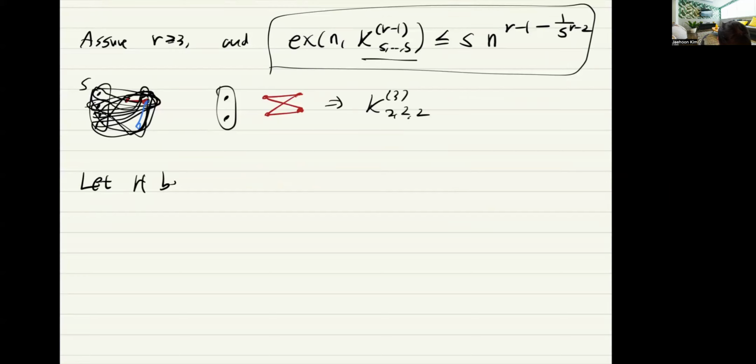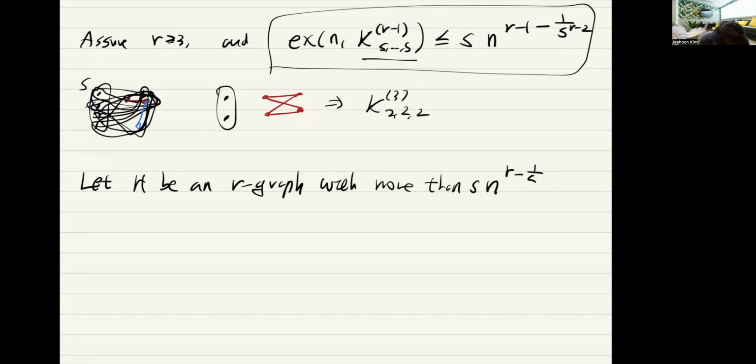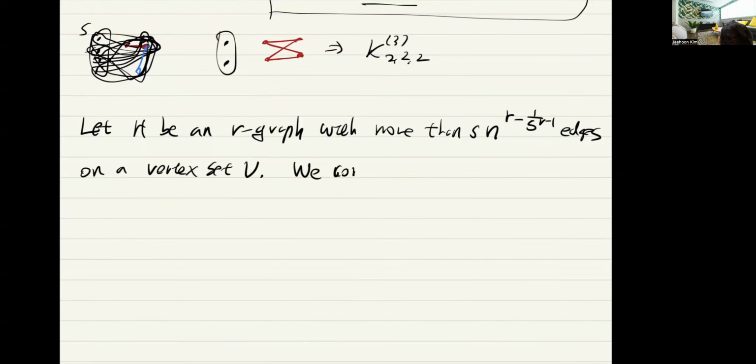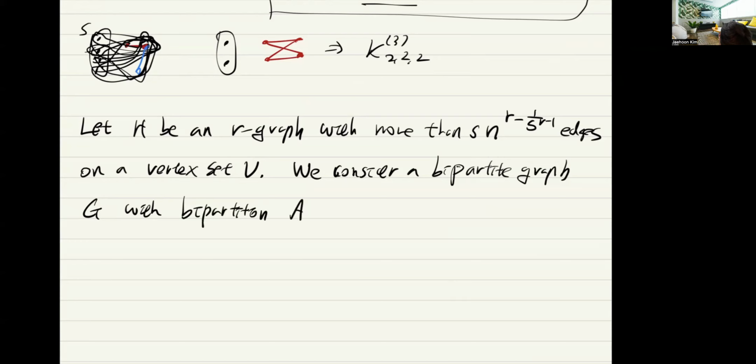For that, let H be an r-graph with more than s times n to the r minus 1 over s to the r minus 1 edges on a vertex set of size n. And we consider an auxiliary bipartite graph G with the bipartition A union B, where A is the same as the vertex set of H.